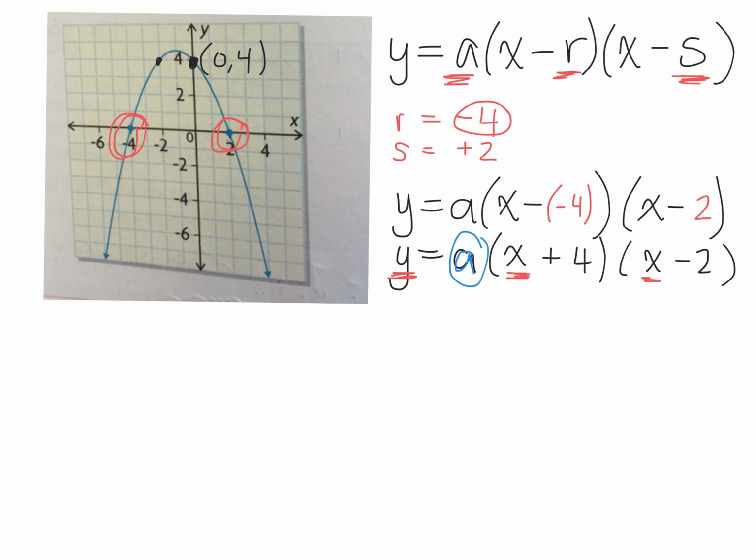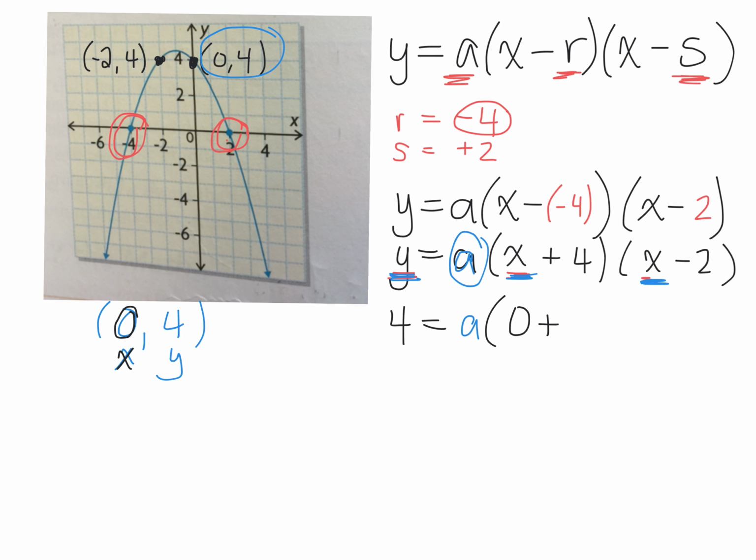You're correct. There's also a point here that's easy to read, which is at (-2, 4). Okay, use this coordinate. (0, 4) is a point on the graph, and that's my x and that's my y. So I'm going to replace both x's with 0, and I'm going to replace y with the number 4. I want you guys to do that right now. So we're replacing y with 4. So 4 equals a(x + 4)(x - 2). What's my x value? 0 plus 4, and we use the same value for the other x.